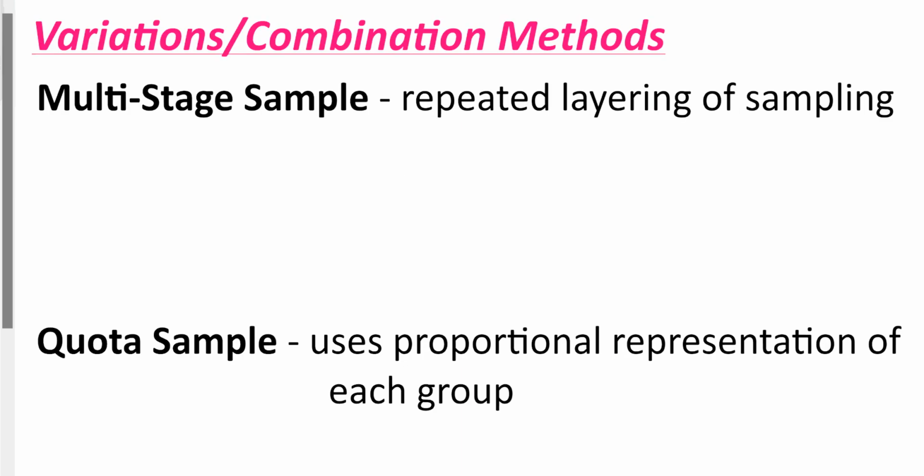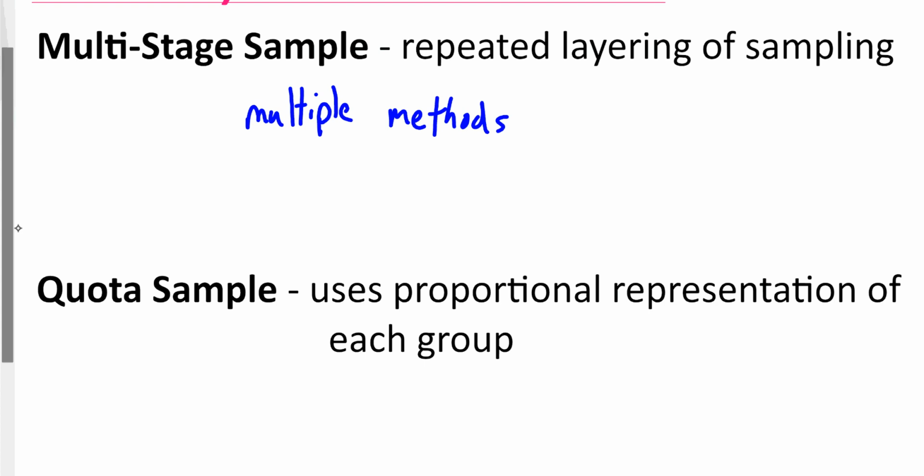Two different types that are very uncommon, but can happen too, is a multi-stage sample, where you're going to do layering of samples. This is really where you're doing multiple methods in one. That's called multi-stage. I mean, clustering is kind of that way, or strata is kind of that way. With clustering, you're doing a random sample, grouping them, and then doing a random sample of each group. But multi-stage is a term for when you're doing multiple methods.